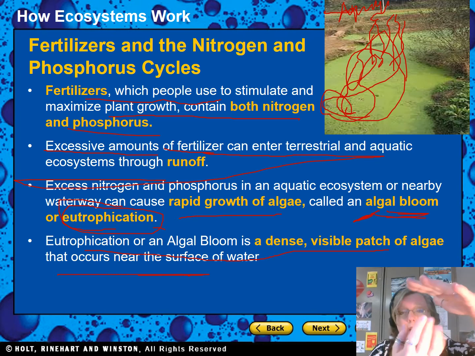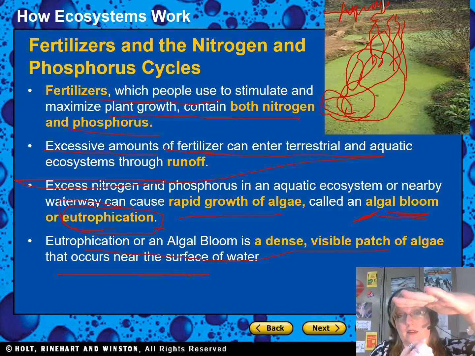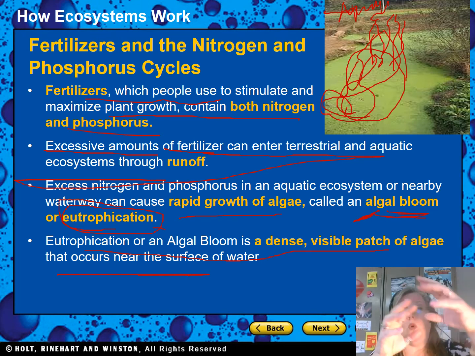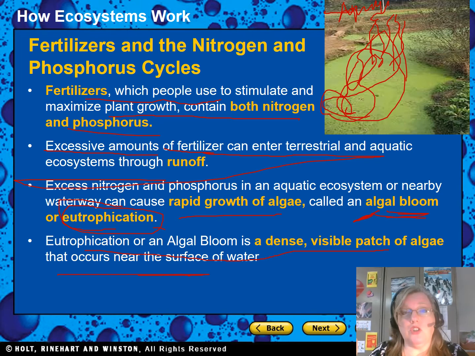Well, when the decomposers are eating these dead plants, they're going to put off carbon dioxide. So the plant dies because the algae is blocking the sun. The plant dies, so it's not putting out oxygen anymore. And the decomposer is eating up the plant and putting out more carbon dioxide. So the oxygen is almost gone out of the water.